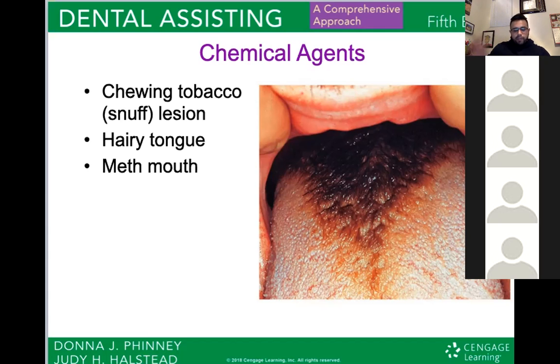There's a picture of meth mouth in your book on page 646, figure 27-17. Sometimes it can be so devastating to the mouth, it actually looked like a small bomb went off in there, just because of the rampant decay that we get. We usually see that on the cervical third, so right near the gum line is where we have a lot of that decay from meth mouth. Moving on.